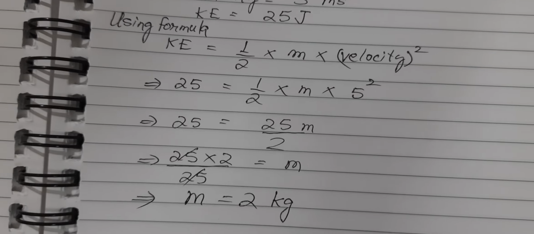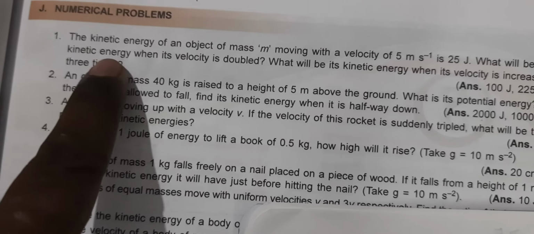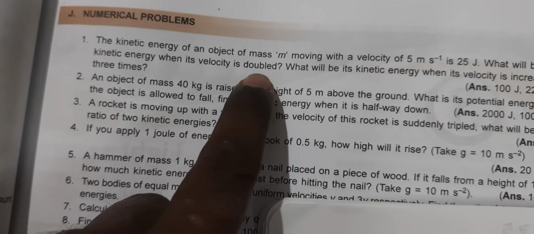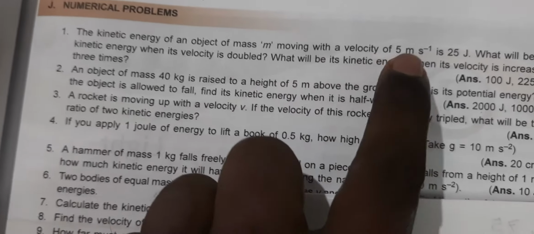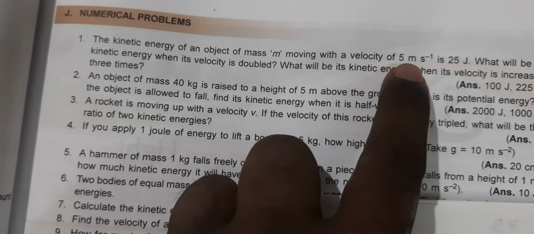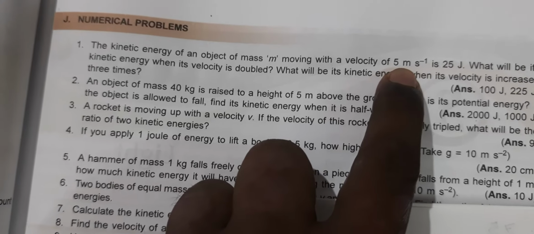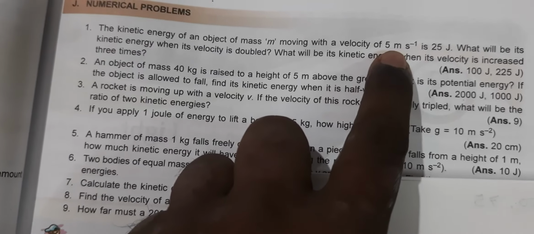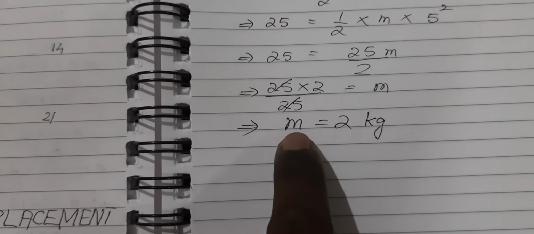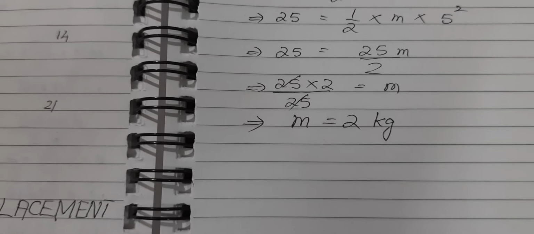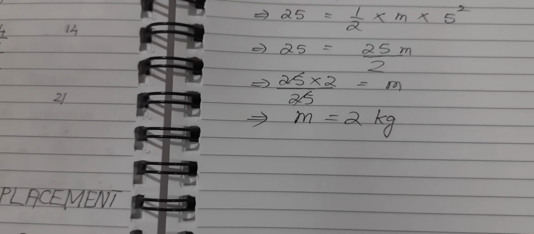The question that is asked over here is, what will be its kinetic energy when the velocity is doubled? Initially the velocity was 5 meters per second. Double of 5 is 10. So now, keeping the mass the same, we will double the velocity and see how much the kinetic energy will be. So our mass will be this only, and the velocity will be double of 5.